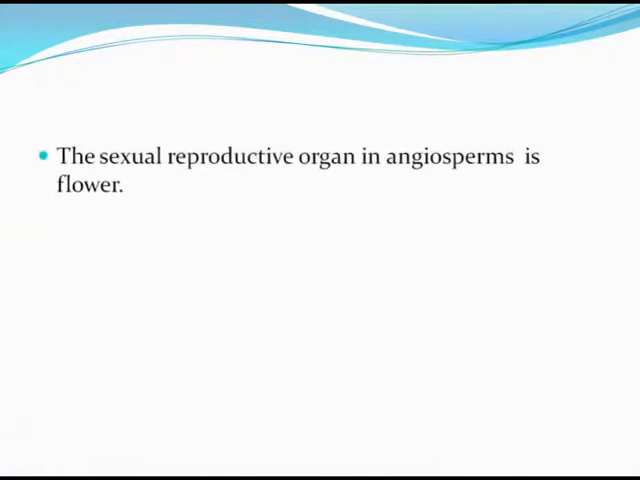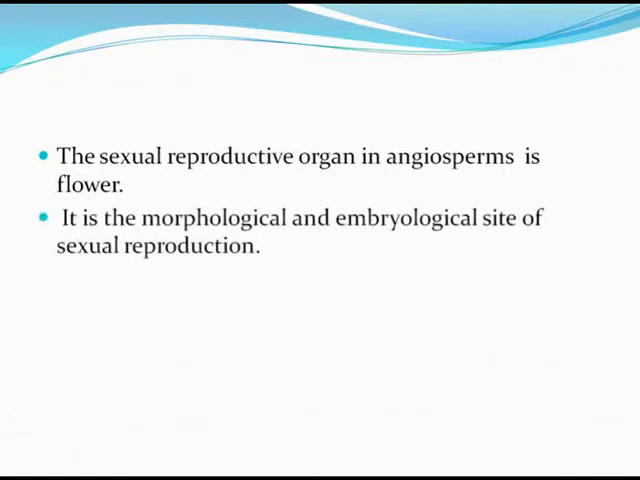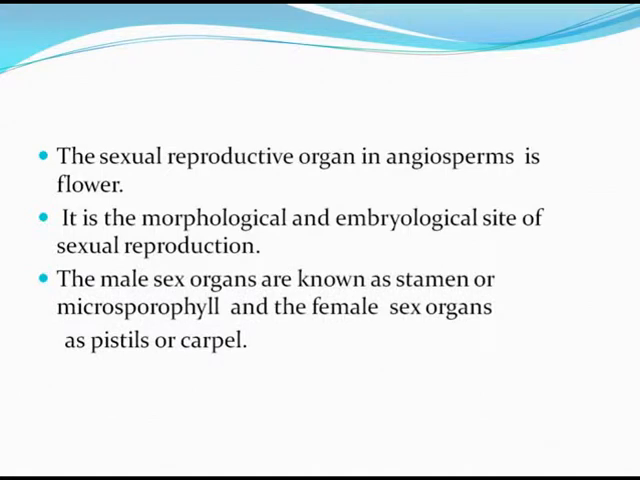The sexual reproductive organ in angiosperms is the flower. It is the morphological and embryological site of sexual reproduction. The male sex organs are known as the stamen or the microsporophyll, and the female sex organs are the pistils or the carpel.